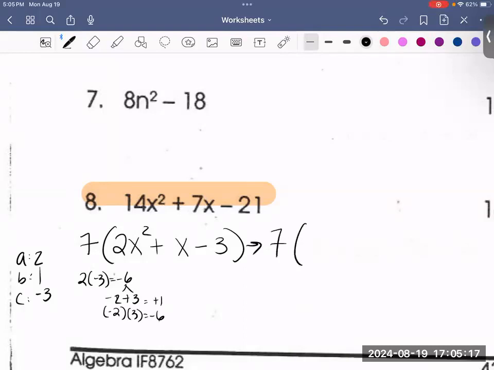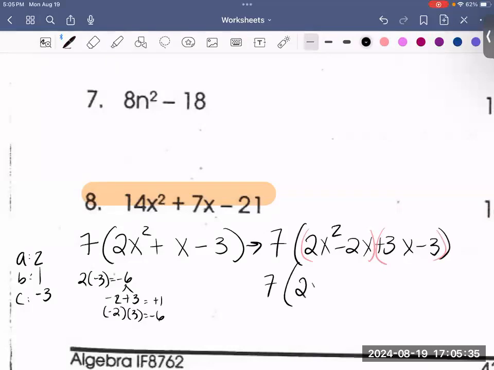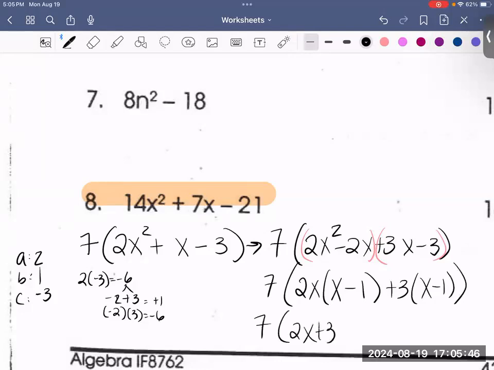So you have 7, I'm so sorry, 2x squared minus 2x plus 3x minus 3. So looking for your grouping, 7 on the outside, 2x, x minus 1, plus a 3 for, again, x minus 1. So you get 7, 2x plus 3, and an x minus 1.